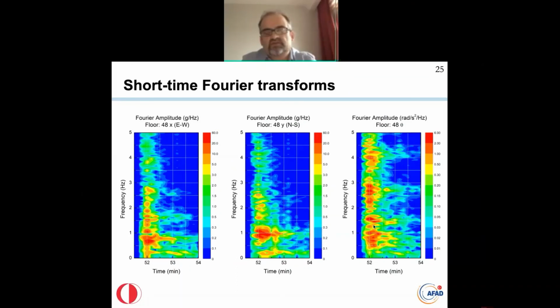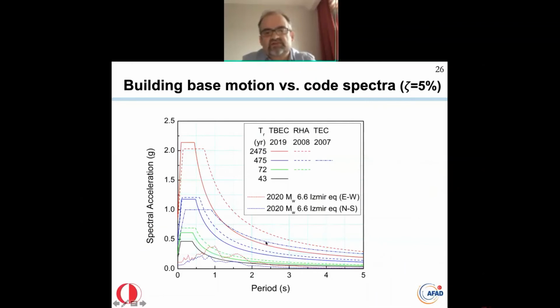And here you see the short time Fourier transforms, and they basically show that higher modes were excited during the earthquake, especially the second modes. And here you see the comparison of the building-base motion with a number of code spectra. Here we have our current code, the code for railways, highways, harbors, and airports, and our previous code.